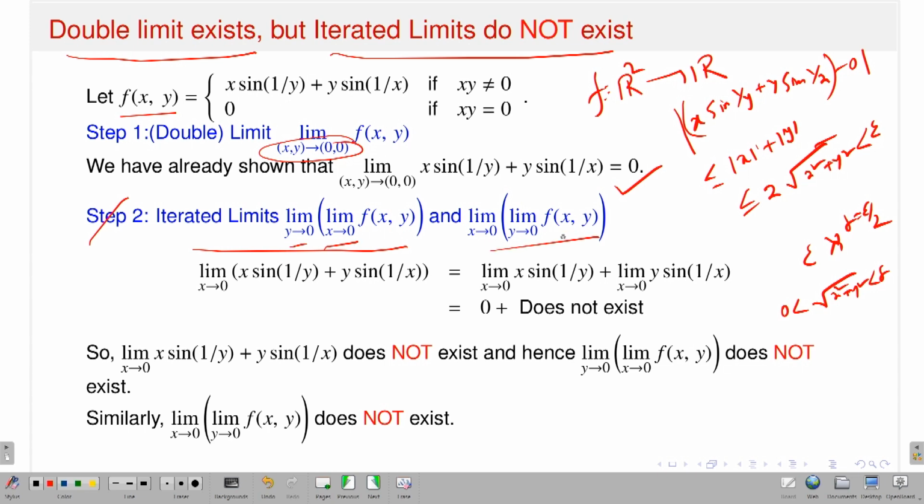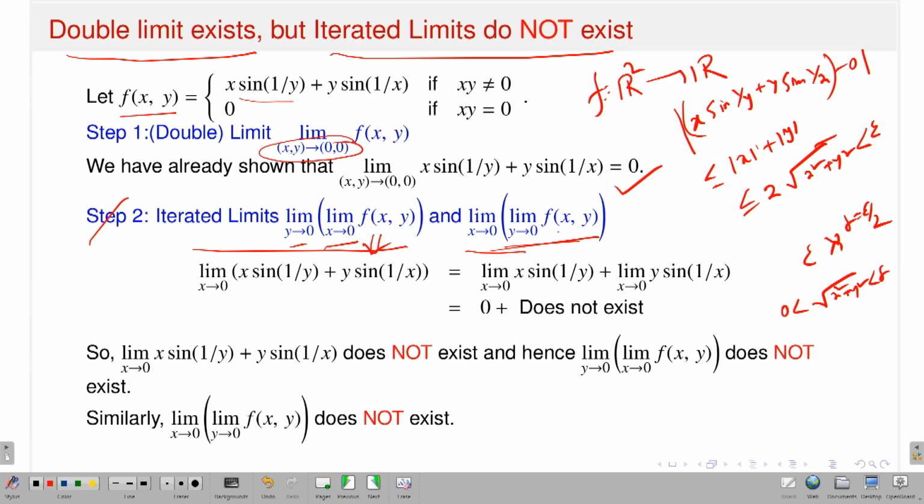And the second one: I will keep x as a fixed variable and take the limit as y approaches 0, thinking of it as a function of a single variable, that means a real valued function of a real variable, and then finally I take the limit as x approaches 0. Okay, let's see. So I am doing this part: limit as x approaches 0, f of xy.